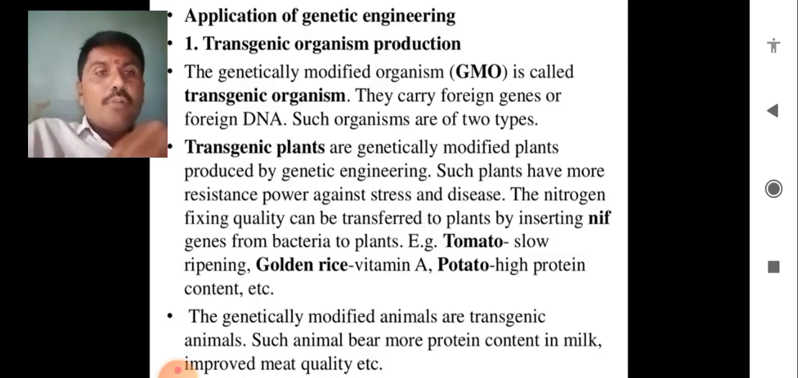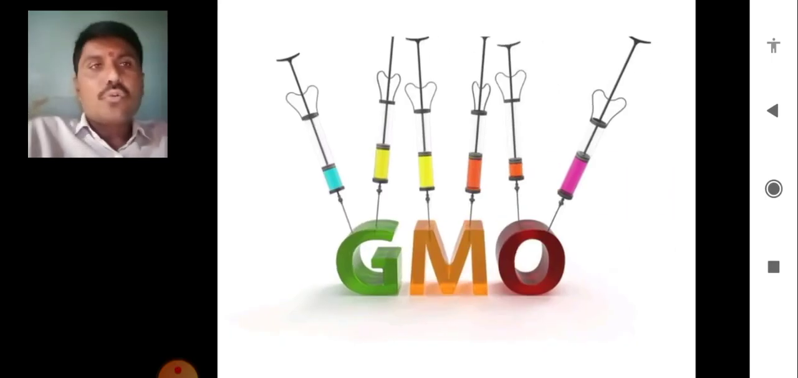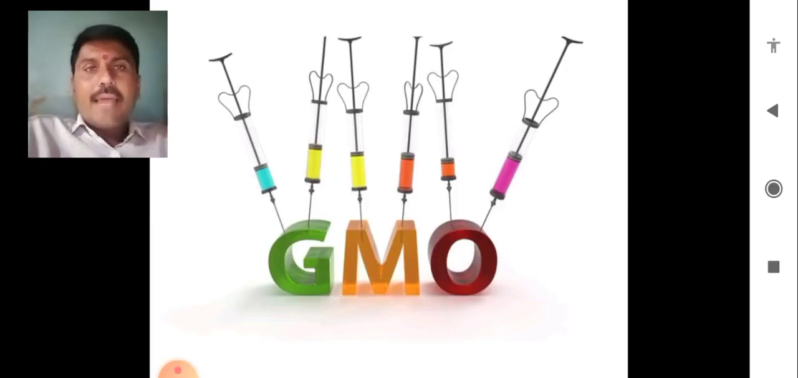The genetically modified animals. Now, this is regarding the plants, and we can do the genetic modification in organisms such as plants as well as animals. What about the animals? In genetically modified animals, which are transgenic animals, there is more protein content in milk, improved meat quality, etc. So we'll have a little overlook on the genetically modified organisms.